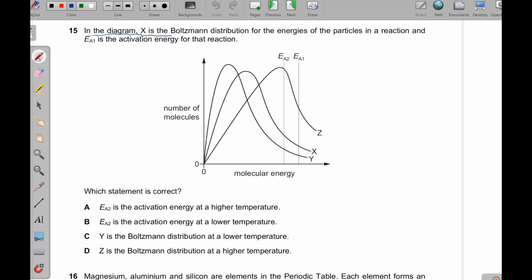Question 15. In the diagram, X is the Boltzmann's distribution for the energies of the particles in the reaction, and EA1 is the activation energy for that reaction. Then which statement is correct? Now let me start with this one that you know from the books. So you have, this is the Boltzmann's distribution. Here you have the activation energy, the minimum amount of energy required for particles to react.